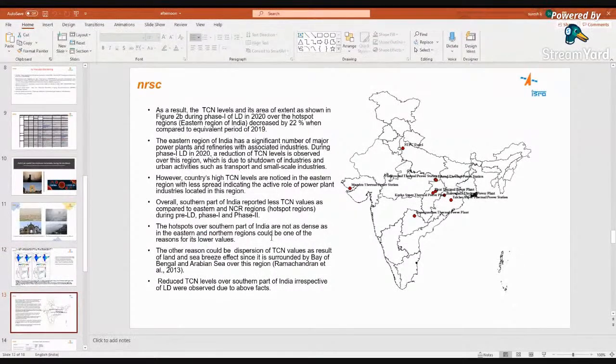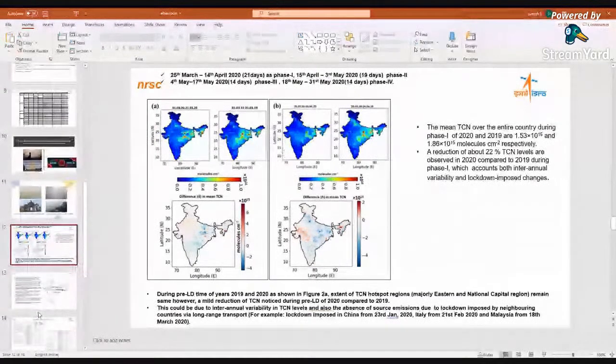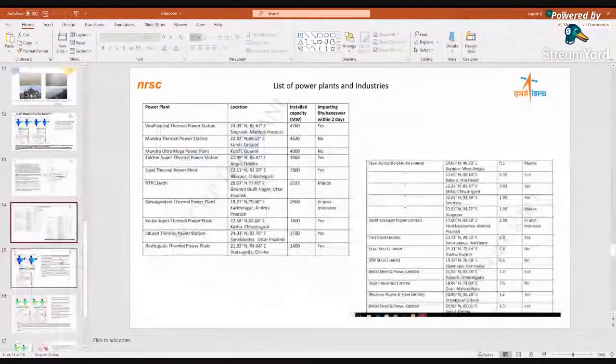The hotspots over the southern part of India are not as dense, which could also explain the lower values. One more reason could be the dispersion of these values as a result of land and sea breeze, since the region is surrounded by the Bay of Bengal and the Arabian Sea. So the southern part's values were low, surrounded by the land-sea breeze effect. That could also be the reason for the low values in southern India. These are some of the power plants and industries located in the eastern part of India.